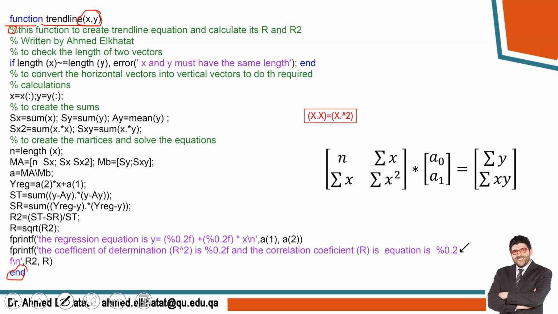Now let's start. The first step we want to do is to check the length of the two vectors. So I put this condition: if length of x is not equal to length of y, then error, x and y must have the same length, end. This sign means not equal, okay, no.